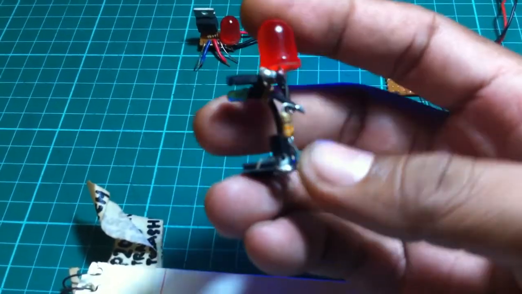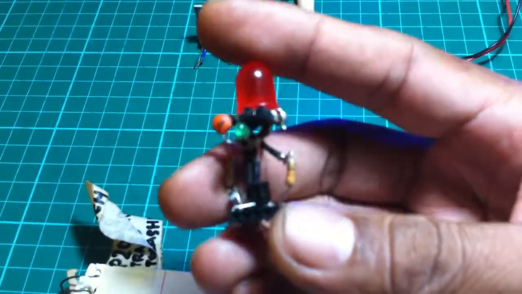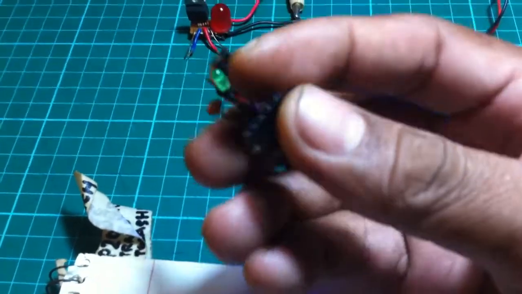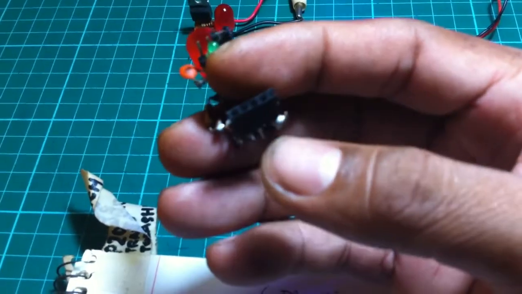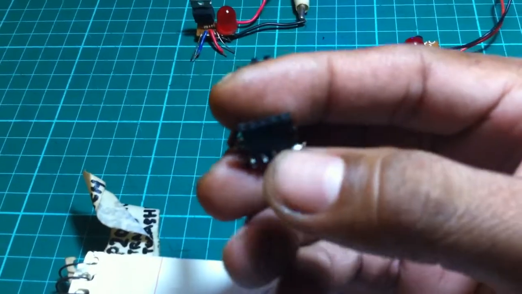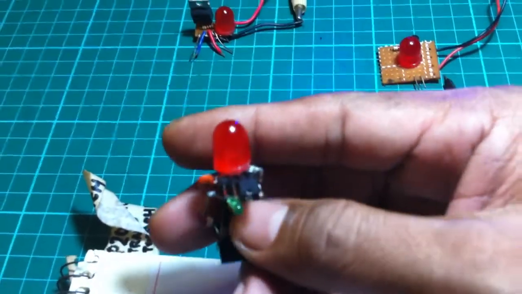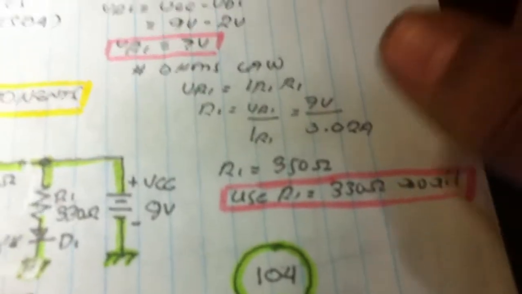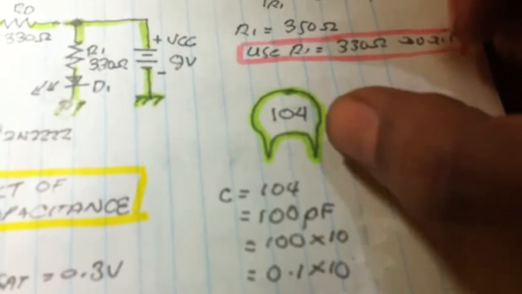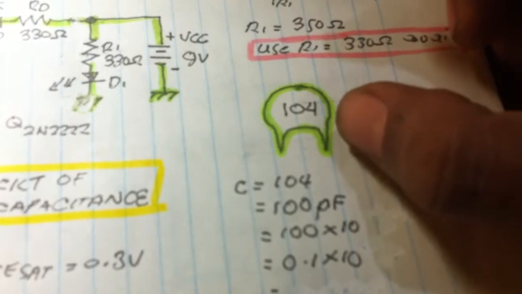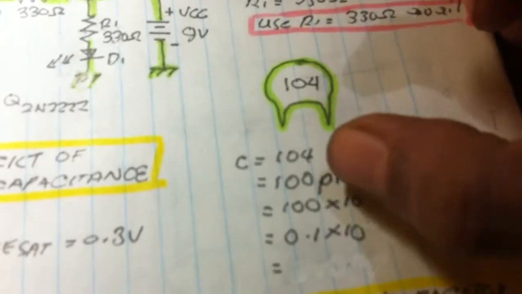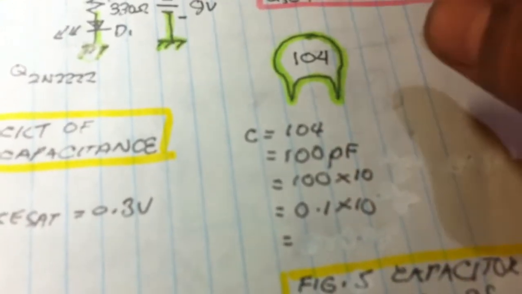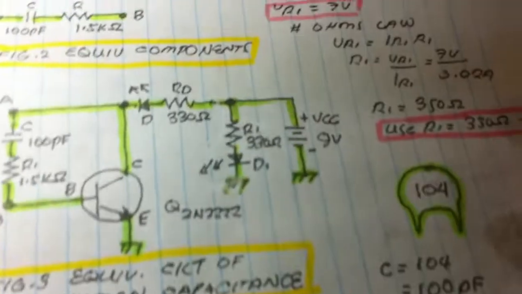It's so hard to construct this, although it is less expensive. We're not using a PCB. The base of the module is connected to the header, and there is also a jumper header here. We also have this 104 capacitor. According to capacitor codes, 104 is also equal to 100 picofarad.